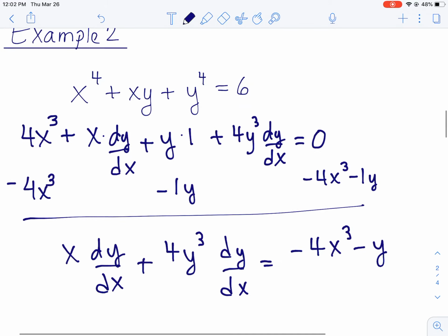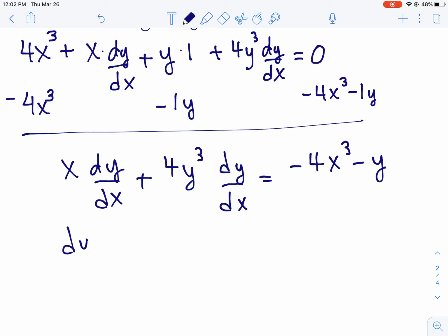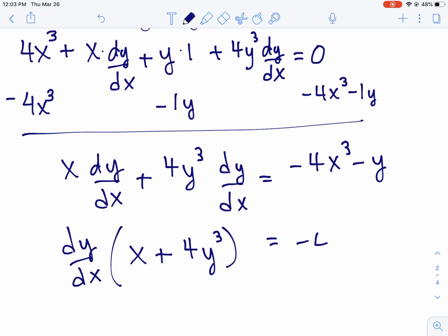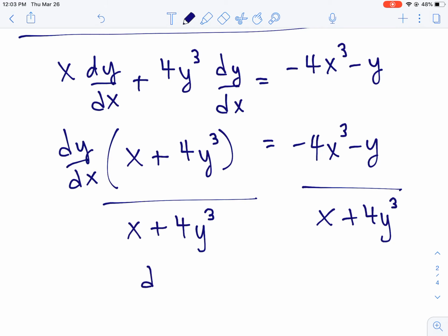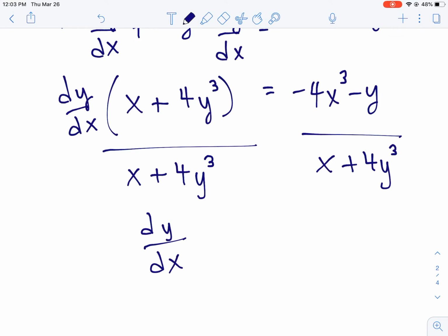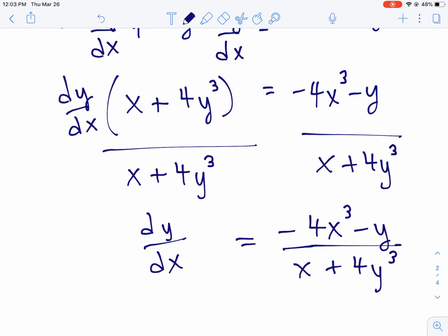All right, now like we've done before, we're going to factor out our dy dx, and I'm left with x plus 4y to the third equals my negative 4x to the third minus y. And so then I divide both sides by the x plus 4y to the third. So dy dx is equal to negative 4x to the third minus y all over x plus 4y cubed. And there's nothing I can do to simplify that.